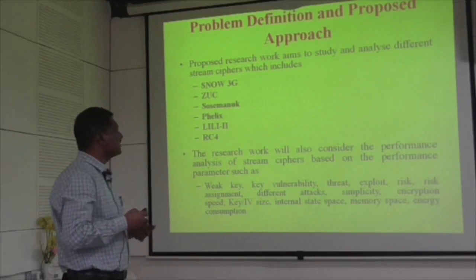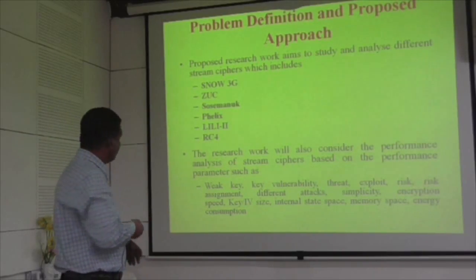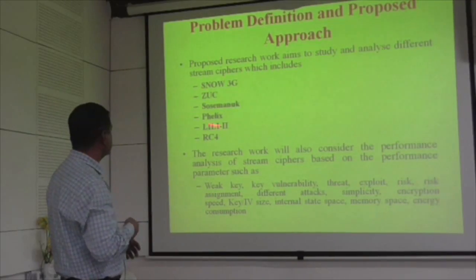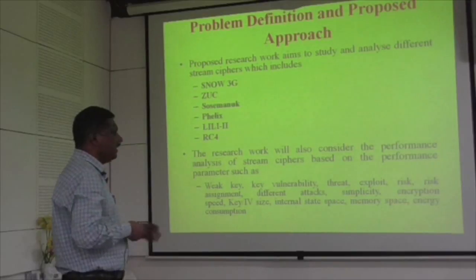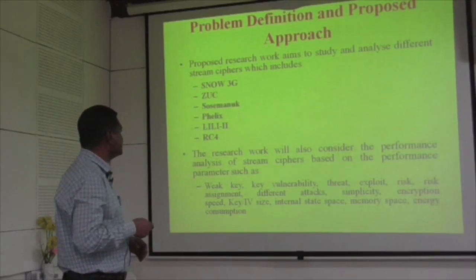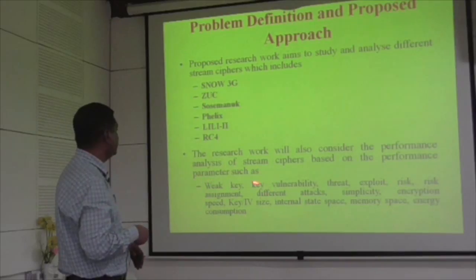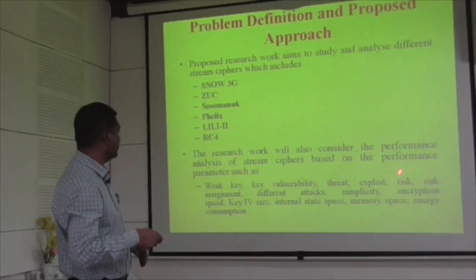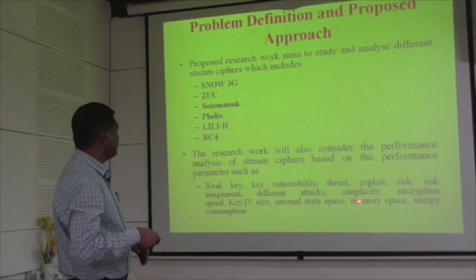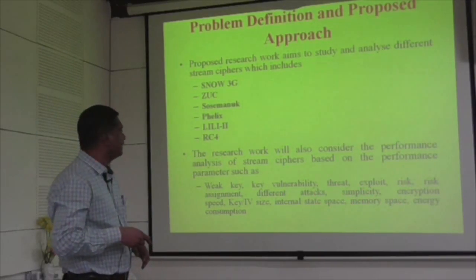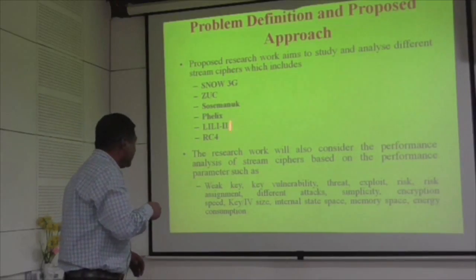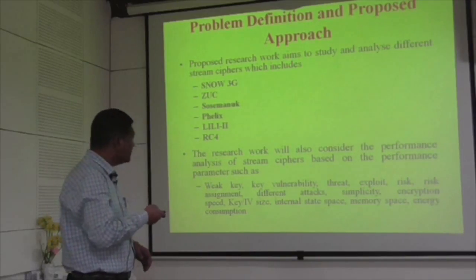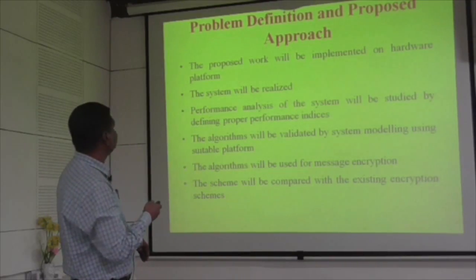The proposed research aims to study and analyze different stream ciphers. For the study, we have taken these: SNOW 3G, ZUC, Sosemanuk, Phelix, LEX and RC4. While doing this research, we are focusing on key parameters such as weak key, vulnerability, threat, exploit, risk, risk assessment, different attacks, simplicity, encryption, key speed, memory space, energy consumption, and many more parameters. While selecting these algorithms, we have not selected them randomly, but followed an approach.